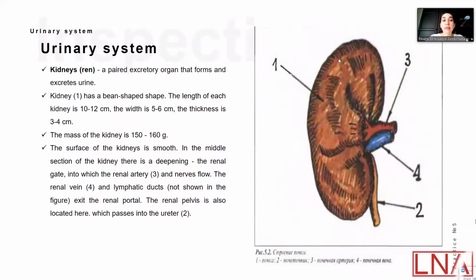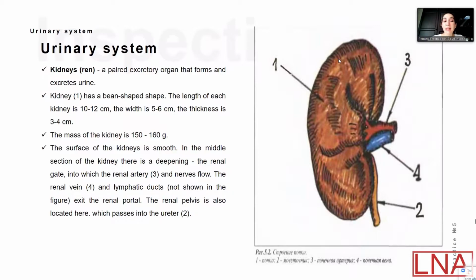The kidney, or renal in Latin, is a paired excretory organ that forms and excretes urine, which is its main function. The kidney has a bean-shaped form, and the length of each kidney is between 10 and 12 centimeters, the width is 5 to 6 centimeters, and the thickness is 3 to 4 centimeters. The mass of each kidney depends on the mass of the person, and is between 150 and 160 grams. The surface of the kidney is normally smooth.